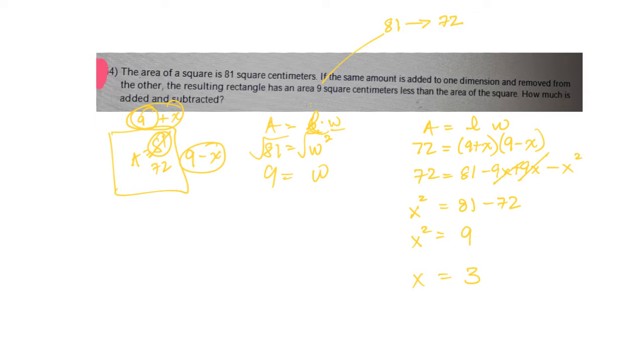How much is added or subtracted? 3. So if I look at my new figure just to check, 9 plus 3, this side would be 12. And 9 minus 3, this side would be 6. And 12 times 6, sure enough, is 72. Yeah, that's a good one.